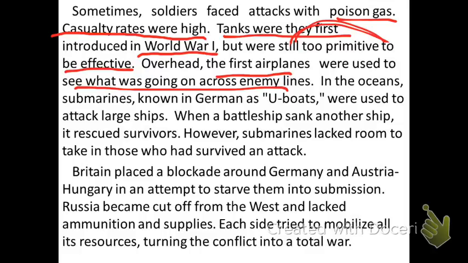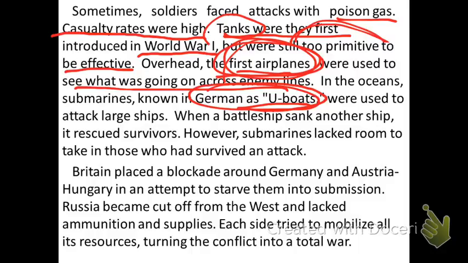So, tanks, not overly effective. Airplanes, again, could be deadly, but not really enough to win the war. German U-boats, we've talked about the U-boats previously. Again, very effective. Couldn't win the war. They could starve your enemy out, perhaps, or at least slow down the flow of weapons, goods, and other supplies to your enemy. But again, they're not going to win the war.